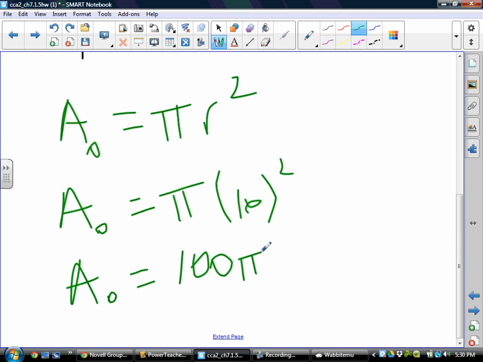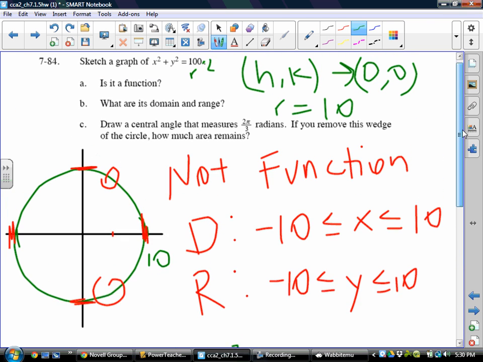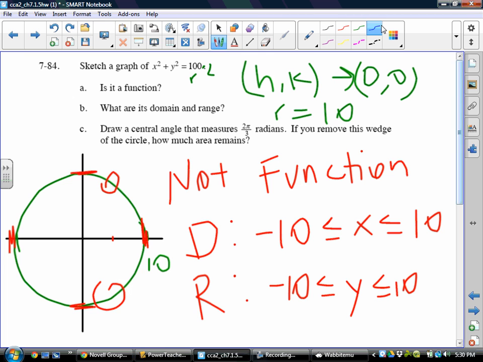So what we're going to do is, if we draw in our central angle now of 2 pi over 3. Now, if you're watching this Tuesday or Wednesday night, we may not have gotten to what 2 pi over 3 radians is, so don't totally freak out about that if it's right now.